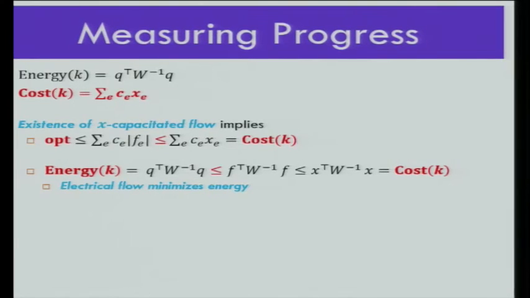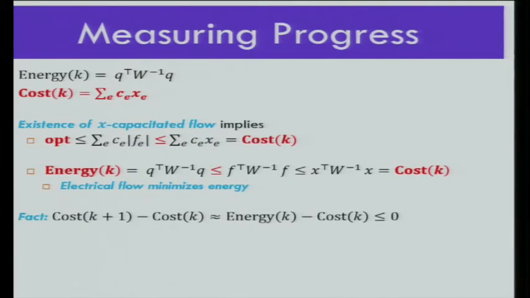Another nice thing that you can prove is that the energy is also a lower bound to the cost. And this again follows from a very simple fact from electrical networks, that a flow which minimizes energy is the electrical flow. So let's look at this simple chain. So this is a flow. This is the optimal flow. So this energy is less than this. But this is capacitated by x. So this is just, okay? So we have some nice relations.